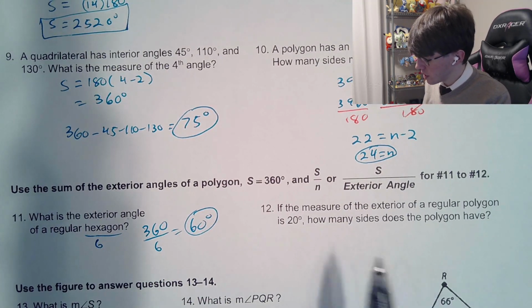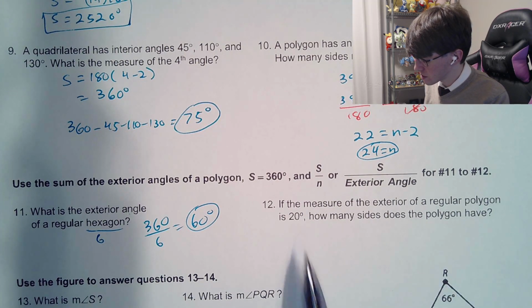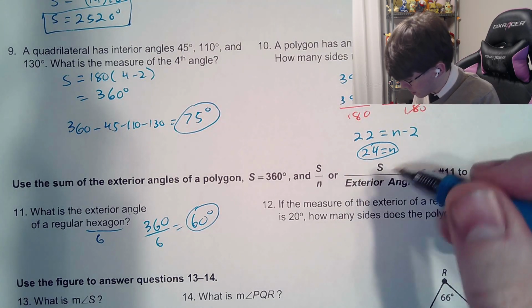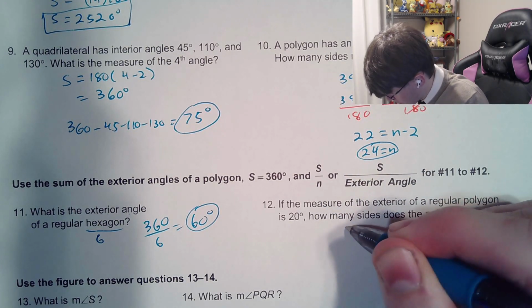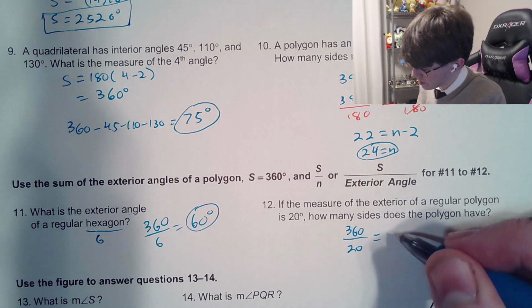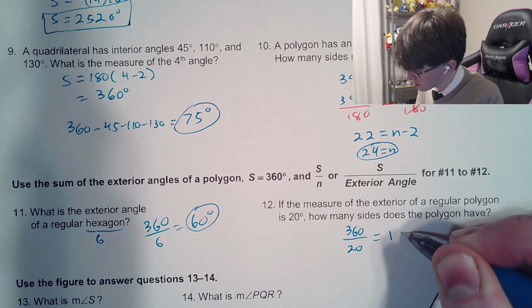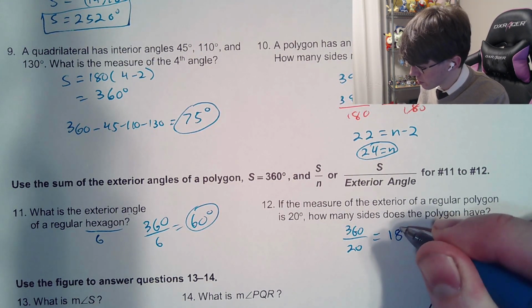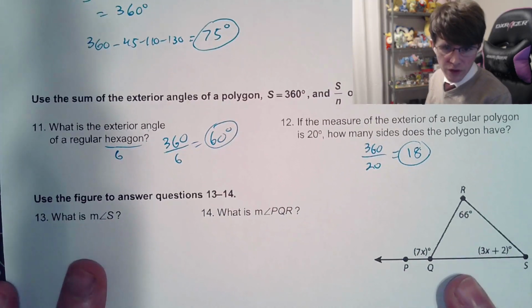Easy enough. If the measure of an exterior angle is 20 degrees, how many sides does it have? So we're going to be saying the sum, which is always 360 degrees, divided by the 20 degrees, and you're going to end up getting a nice solid, what is that, 18? I can do math, right? Yeah. Why am I second guessing myself? Of course it's 18. Okay. Get it together, Mr. Richards.